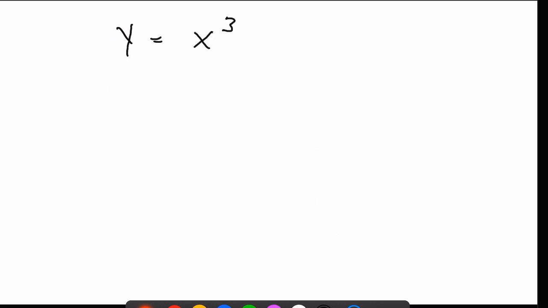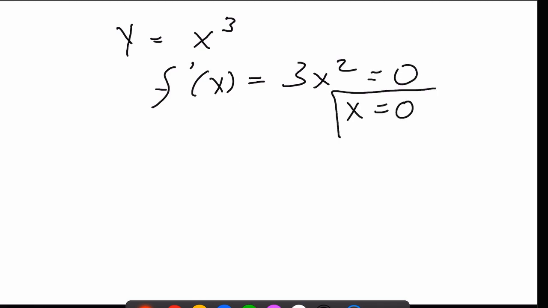Now, it's not very complicated, but it illustrates a point for us. So we say first derivative, which is going to be 3x squared. We're going to set that equal to 0. That means x equals 0. That's the optimal point, right? The only way that this thing is equal to 0 is if x is 0.